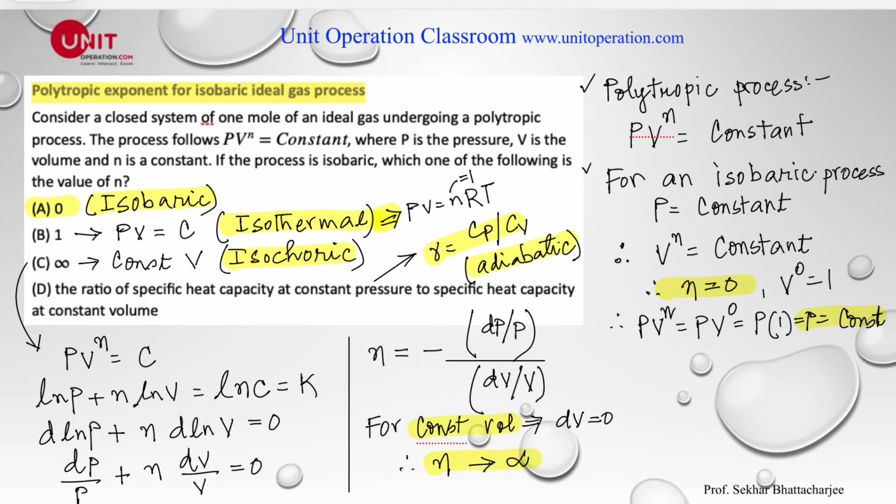Unit Operation Classroom. Today we are discussing the polytropic exponent for an isobaric ideal gas process. My name is Shekhar Bhattacharjee.